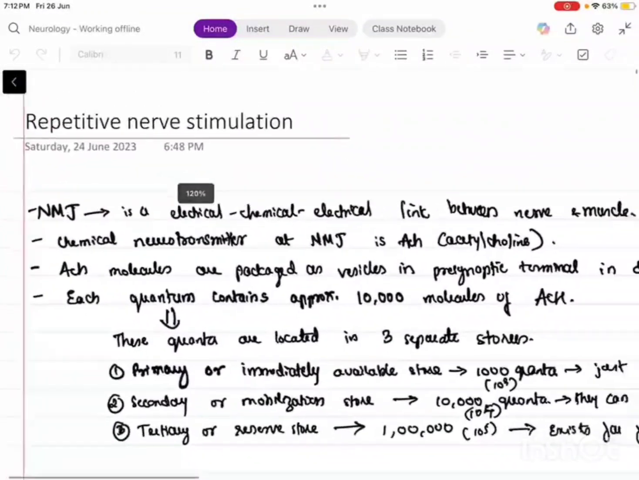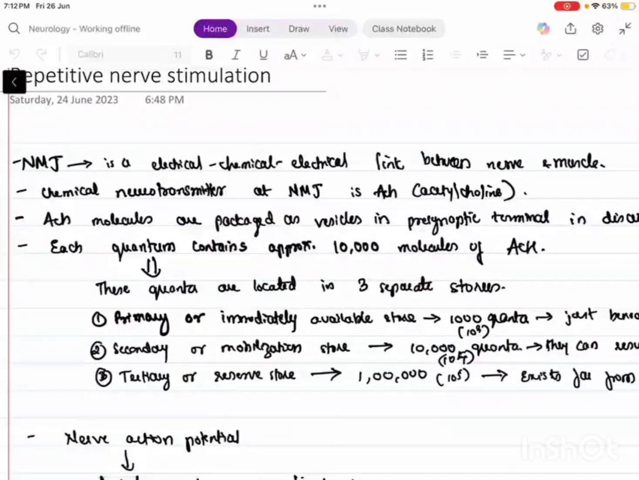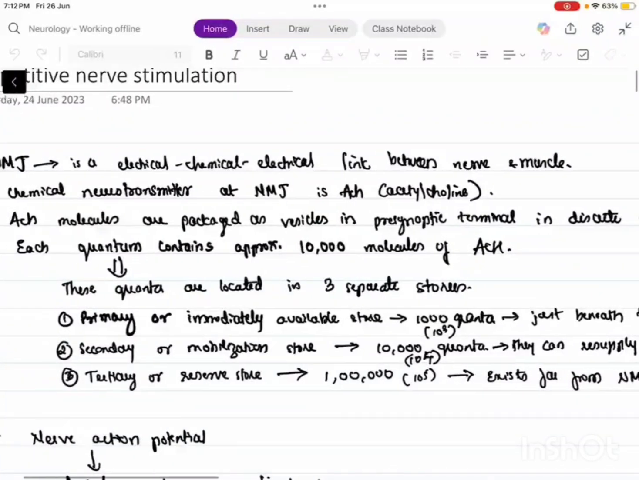Good morning everyone. Today we learn about repetitive nerve stimulation. It is a special nerve technique which is used to diagnose presynaptic and postsynaptic disorders. First, coming to the basic anatomy and physiology, how the action potential is produced and the anatomy of the neuromuscular junction. The neuromuscular junction is the electrical link between the nerve and the muscle.